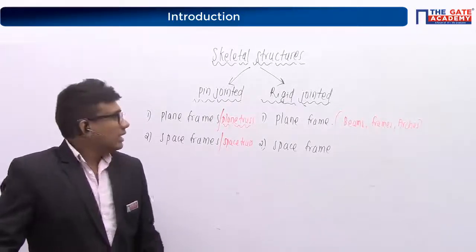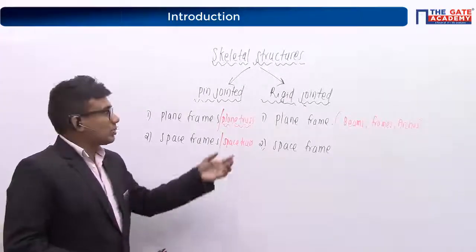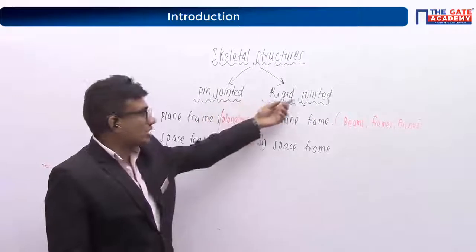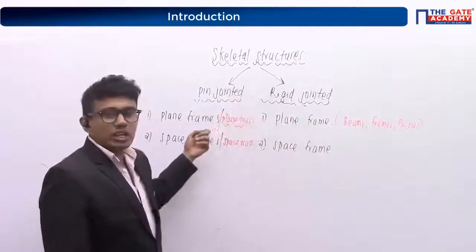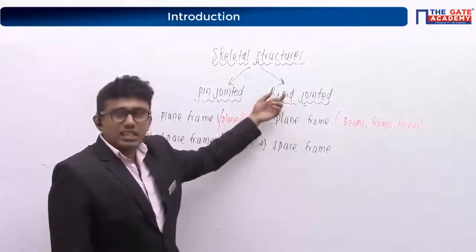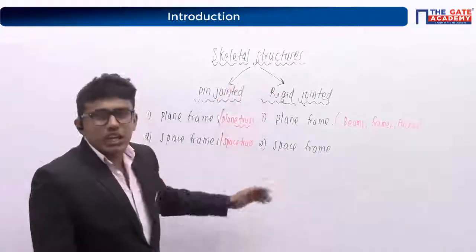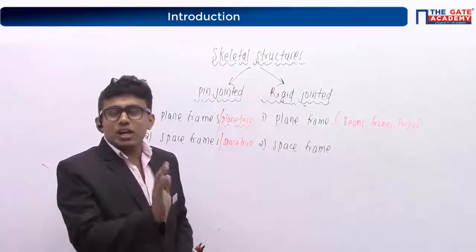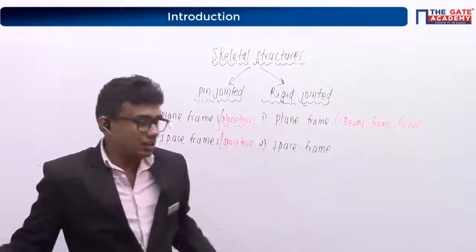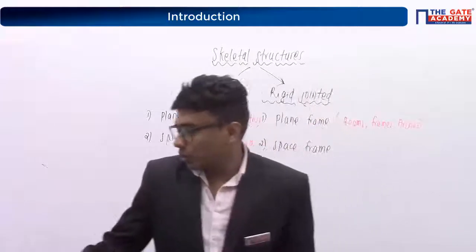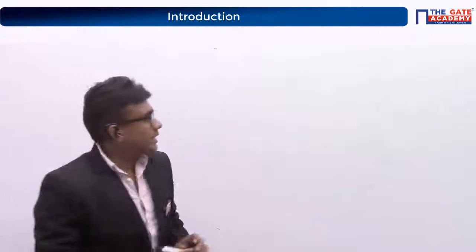Okay, this is actually the basic classification of our skeletal structure. We are going to classify the skeletal structure based on the type of joint present, that is pin jointed structures and rigid jointed structures. Pin jointed structures are again classified like pin jointed plane frames, pin jointed space frames, and rigid jointed plane frames and rigid jointed space frames. You have to keep this classification in your mind. Our entire analysis part will be based on this classification. I am going to write this classification on the side of the board, as it is needed for us.